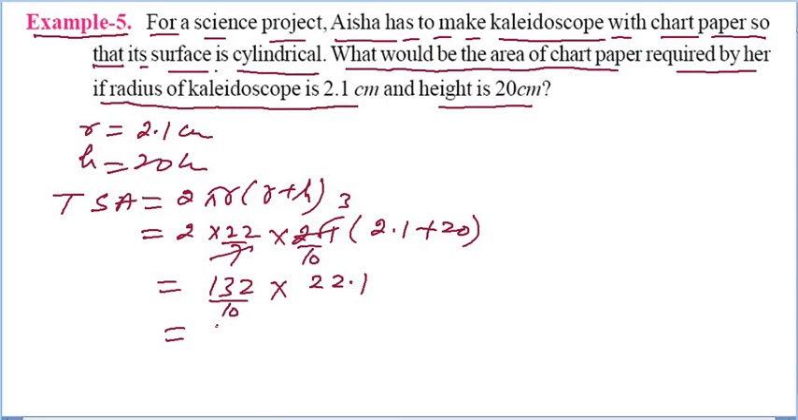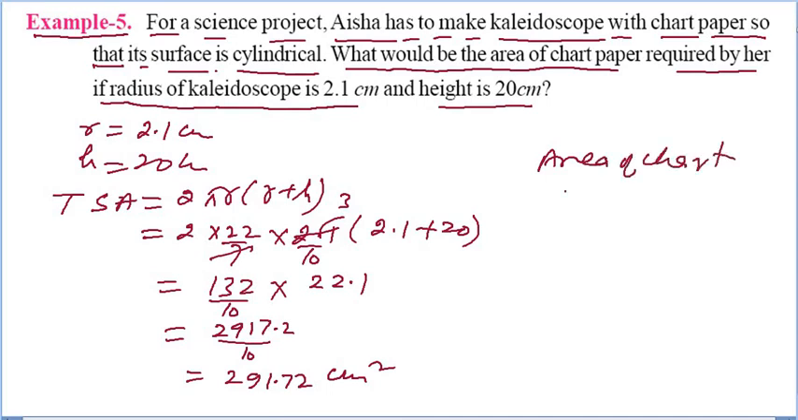So it is 2917.2 divided by 10. So it becomes 291.72 centimeter square. So that is the required area of the paper. So you can write here, area of chart paper is equal to 291.72 centimeter square, and that will be your answer.